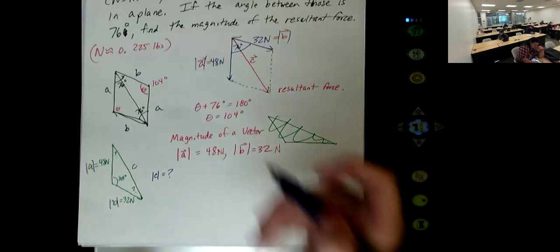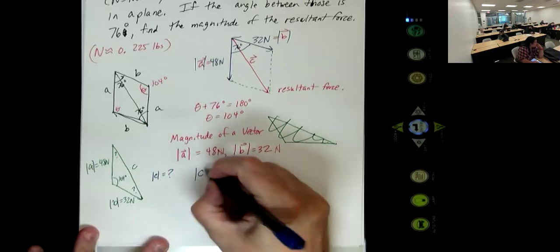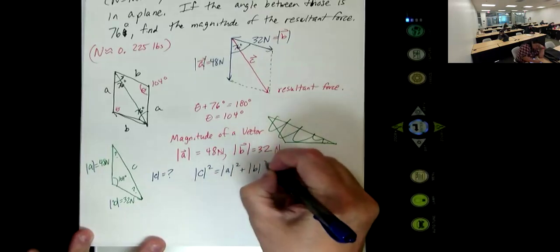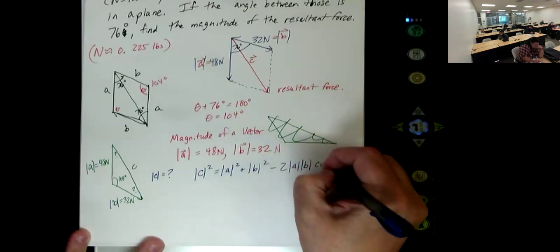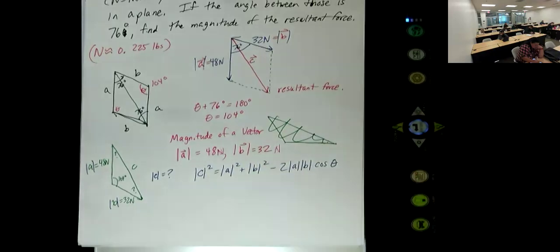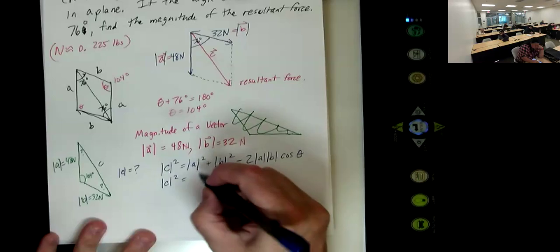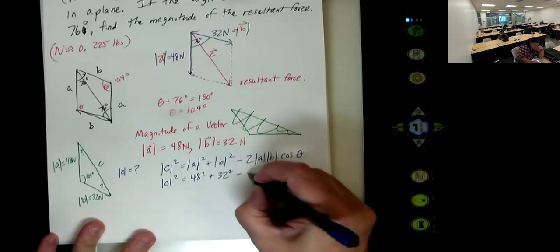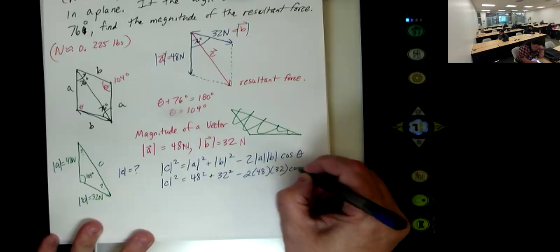Well, law of cosines is the one we have, we're looking for C, so we're gonna say magnitude of C squared equals magnitude of A squared plus magnitude of B squared minus 2 times magnitude of A, magnitude of B, cosine of the angle between them. And we'll start filling in. This is 48 squared plus 32 squared minus 2 times 48 times 32 times cosine of 104.